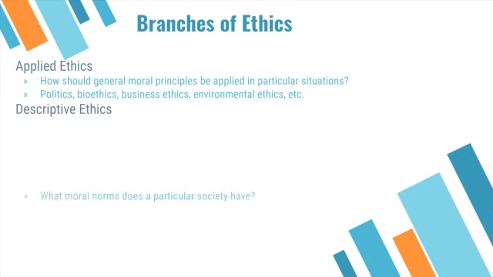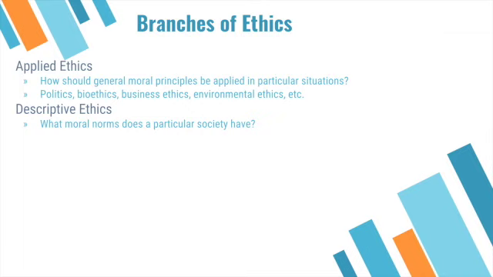Lastly, we have descriptive ethics, which asks, what moral norms does a particular society have? What is the ethical philosophy of a certain philosopher? So descriptive ethics really just tries to observe and describe the moral system of an individual or group of people.